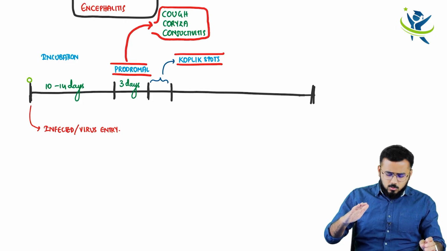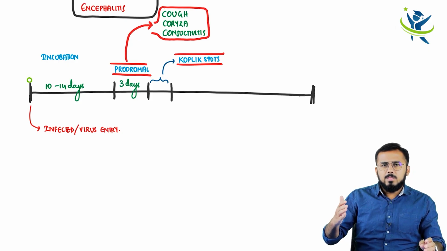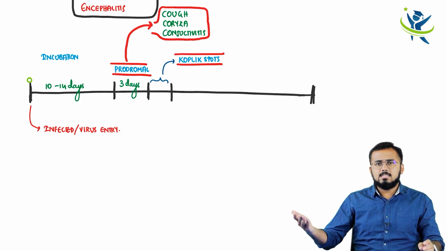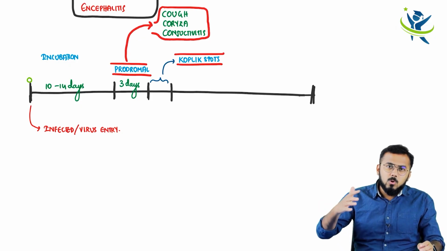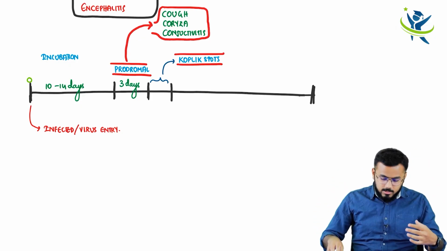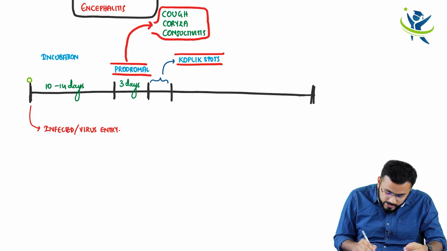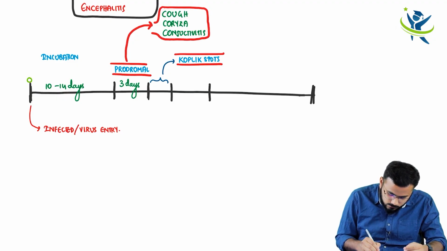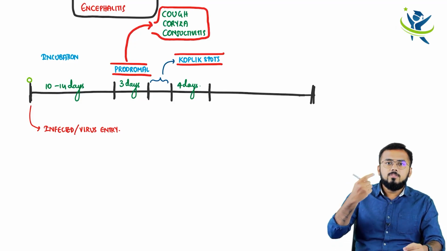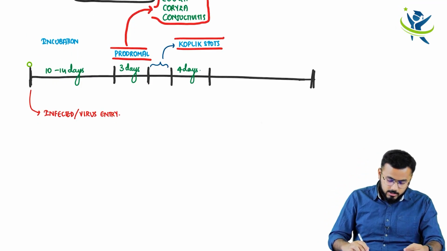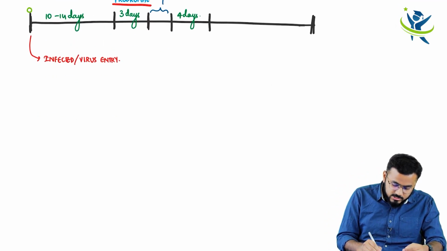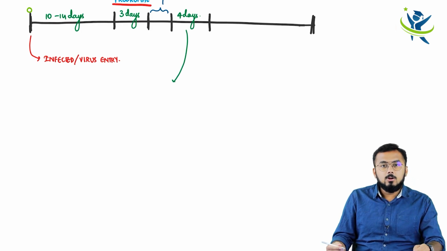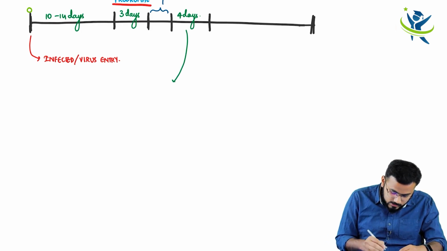After developing these Koplik spots, the next day itself you will find rashes developing on your body. So in the next 4 days, you will find the rashes developing on your body. Now what are these rashes? These are called exanthem.